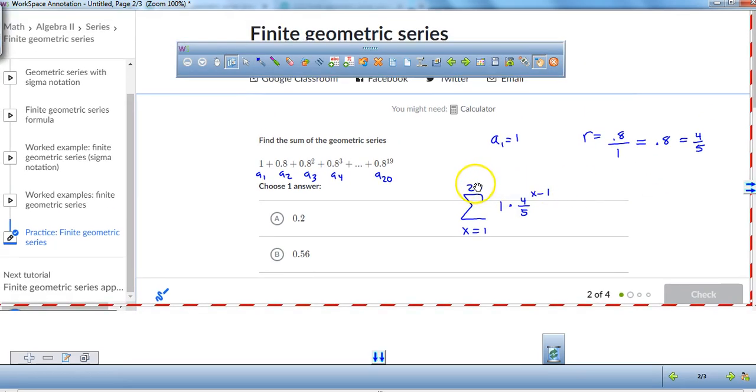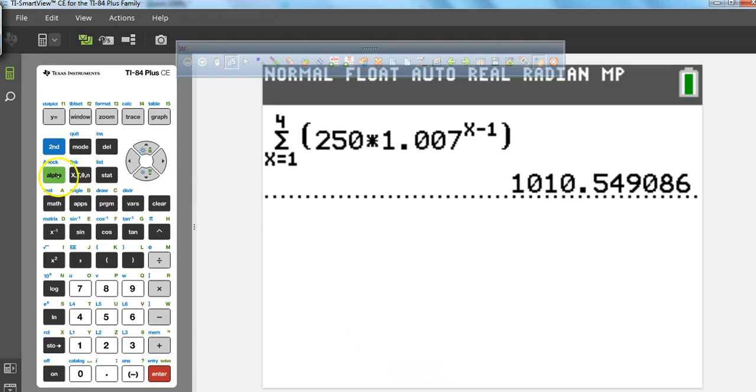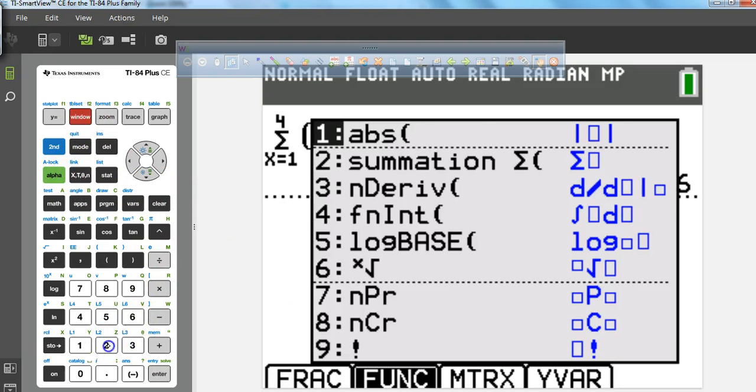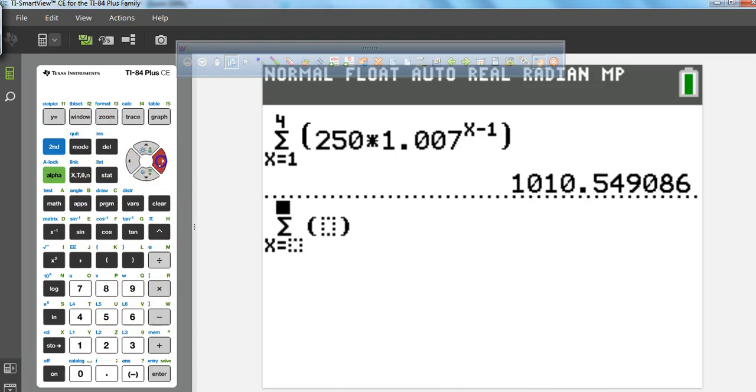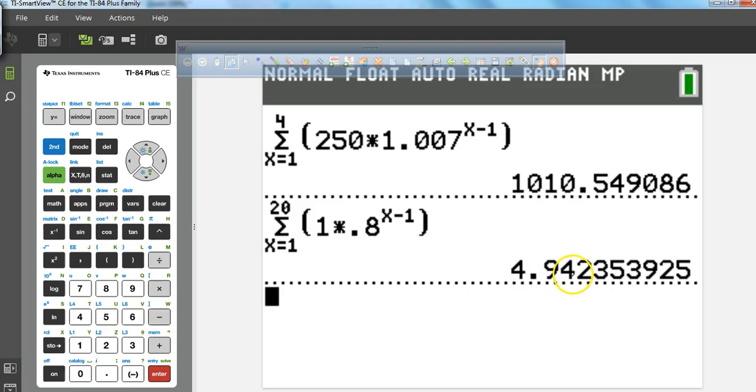Now, why am I putting the 20 again? Because what is 20 minus 1? That gets me to 0.8 to the power of 19. Okay? So we're going to find out what our final answer will be. Once again, alpha window, number 2, put x, first term, going all the way to 20, doing 1 times 4/5 to the power of x minus 1, press enter, we get 4.94.